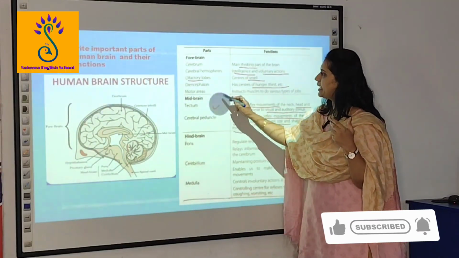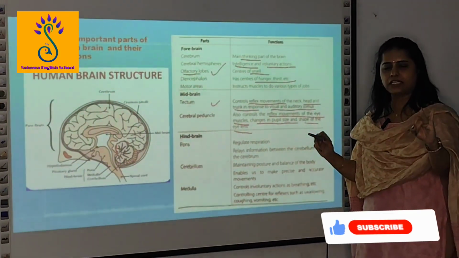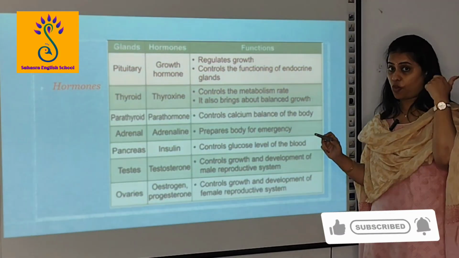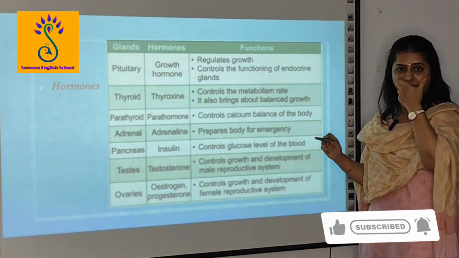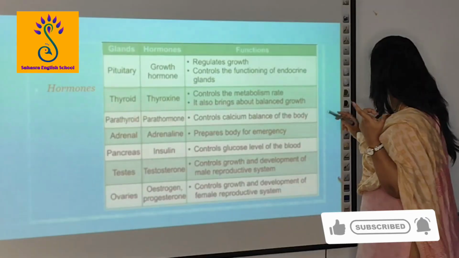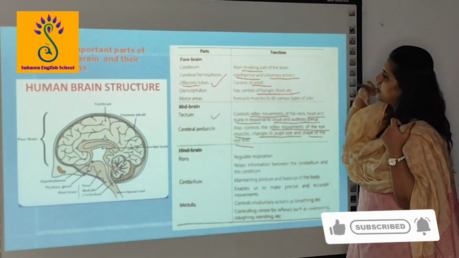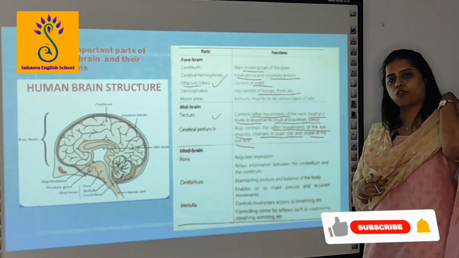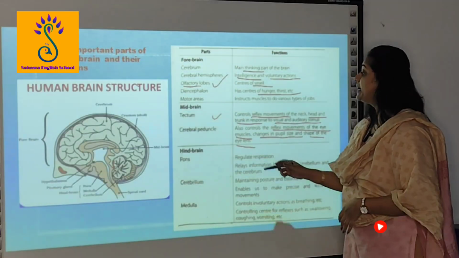This is midbrain, this is forebrain. Forebrain, you will write thinking, intelligence, about hunger and thirst. Olfactory lobes are present in forebrain, they are for smell, and motor area is for movement. All this you are going to write in forebrain. Midbrain, reflex movements are controlled by tectum and cerebral peduncle, your eye movements especially.